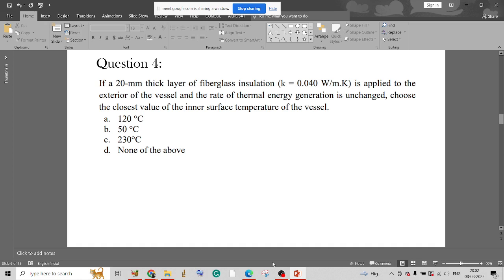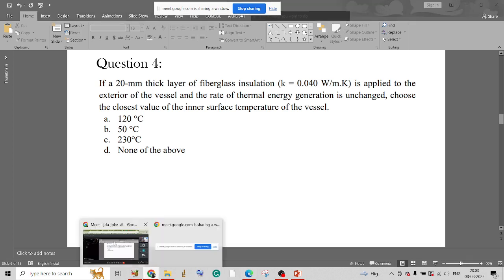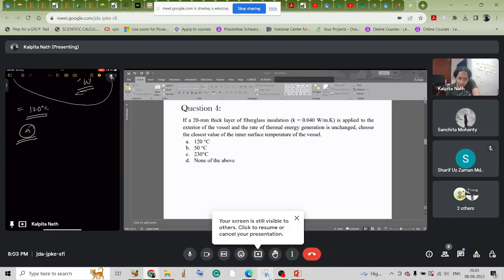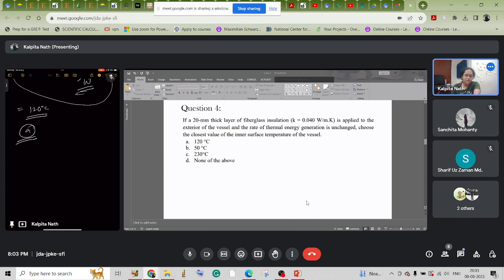Any doubt regarding this? Anything that you are not able to understand? It's okay, right? You've understood? Yes. Okay then. Anyone else who is having a doubt?